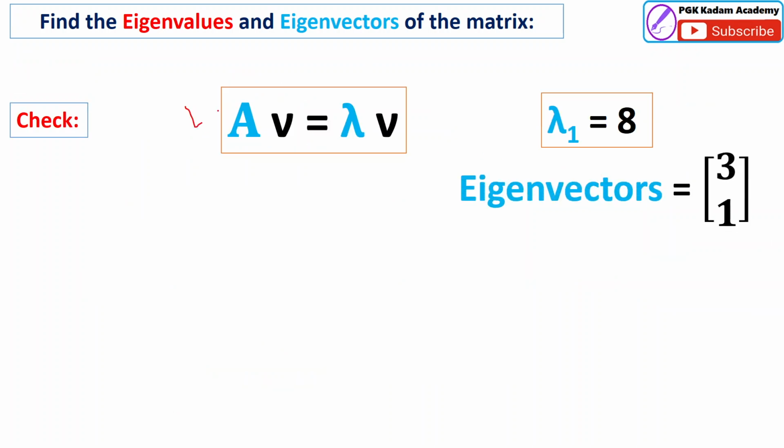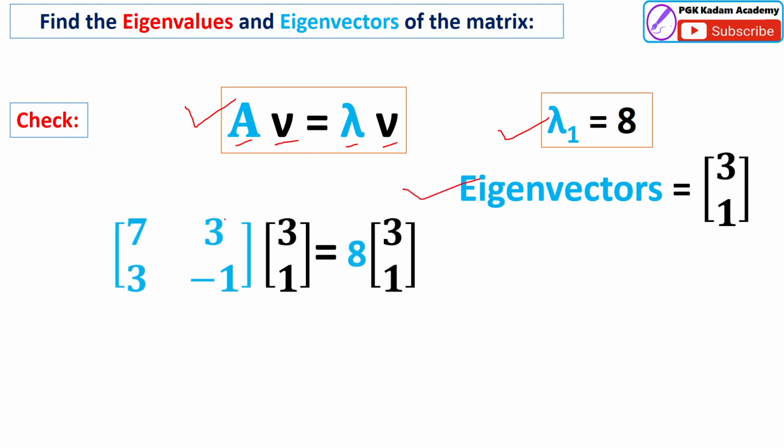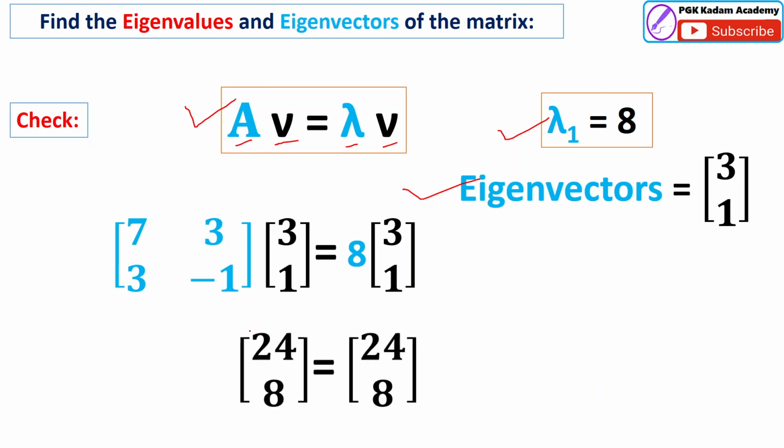We can check by this equation: matrix A times the eigenvector equals the eigenvalue times the eigenvector. So for the first lambda 1 and this eigenvector, put this in the equation: [7 3; 3 -1] times [3 1], which is equal to lambda 8 times [3 1], the vector. Multiplying, 3 into 7 is 21 plus 3 gives 24, and 3 into 3 is 9 minus 1 gives 8.